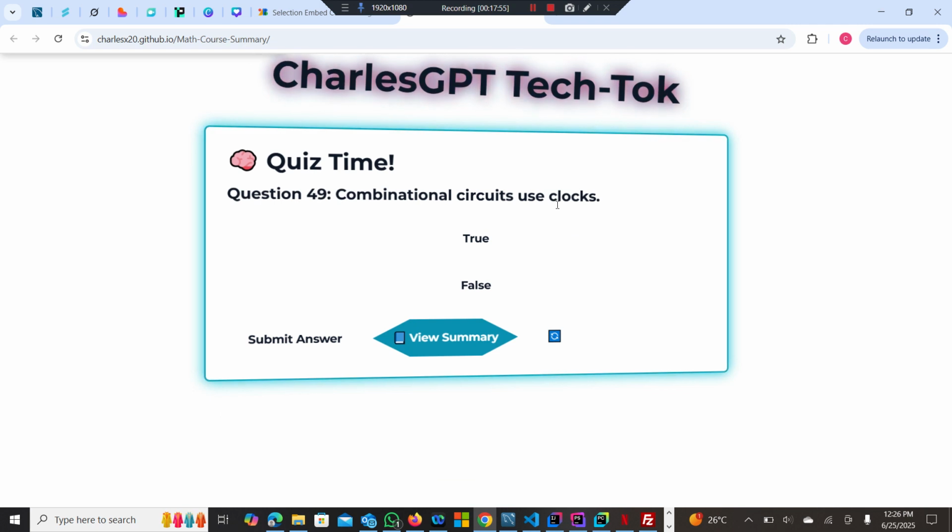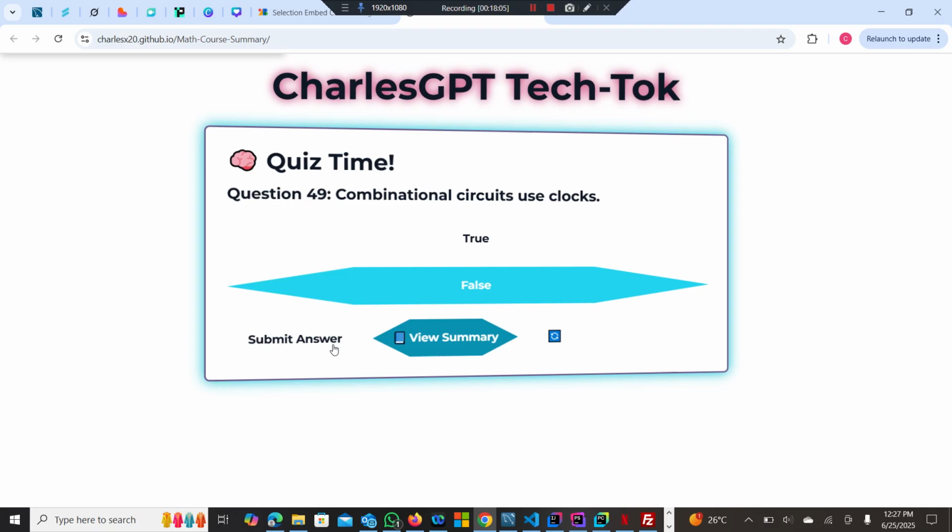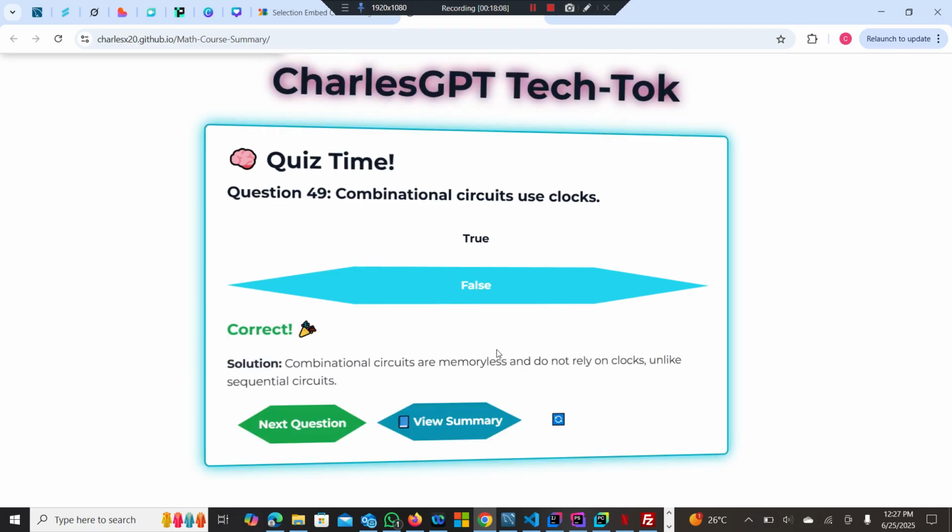Next, combinational circuits use clocks. Okay, combinational circuits use clocks. I think it's false. Wait, do they use clocks? False. Let me see. Yeah, combinational circuits are memoryless and do not rely on clocks, unlike sequential circuits. So the answer is false.